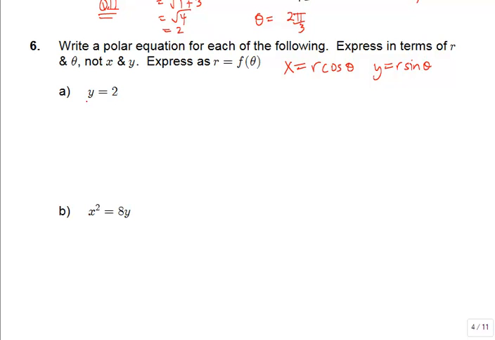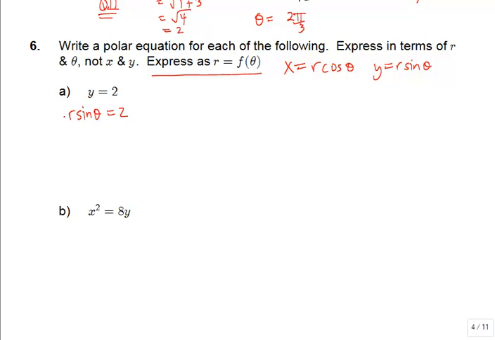So if I see y equals 2, what I'm going to do is replace this y with what it's equivalent to in polar form, which is r sine theta. So I'm going to substitute in r sine theta for this y. Now this particular problem, and this is usually how it's asked, is asking us to express our answer as r equals a function of theta. In other words, we want to get r by itself on one side, and we want to get all the thetas on the other side.